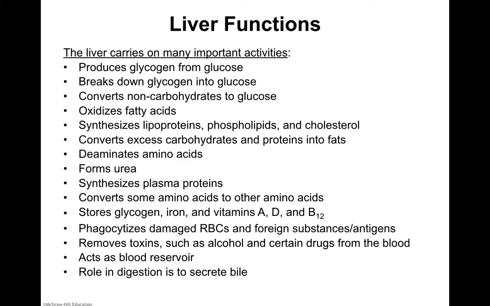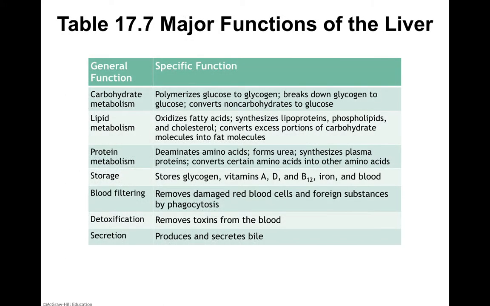It's a location for storage of glycogen, iron, vitamin A, vitamin D, and vitamin B12. It's important in phagocytizing damaged red blood cells and foreign substances. That would include antigens. It removes toxins such as alcohol and several other drugs from the blood. It acts as a blood reservoir, and its role in digestion is to secrete bile. And here they are summarized. So again, while you're doing your work, I would encourage you to check out table 17.7.